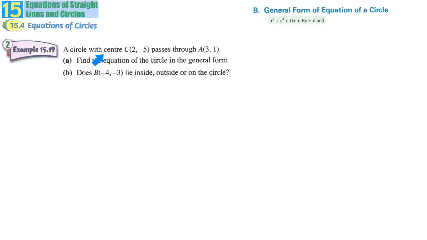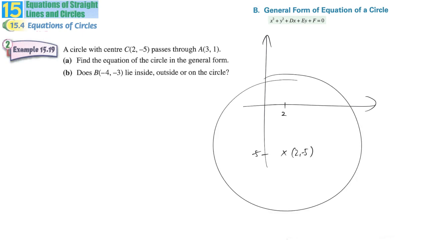So in this question, example 15.19, a circle with center (2, -5), and the circle passes through a point A. Originally in your textbook there is a graph, but we are going to draw it ourselves. We are going to find the equation of the circle in general form. So first we write in standard form, and then we change it to general form afterward. So there is a circle centered at (2, -5), and in addition it passes through (3, 1) here.